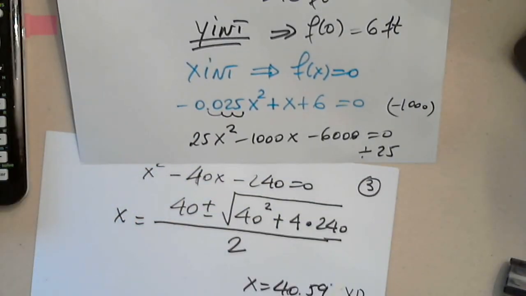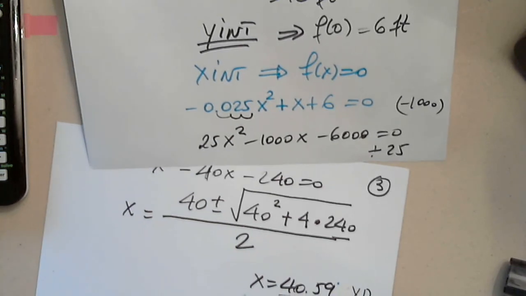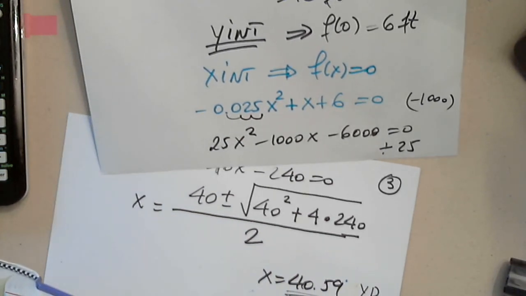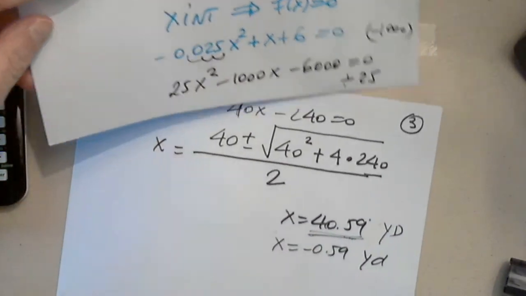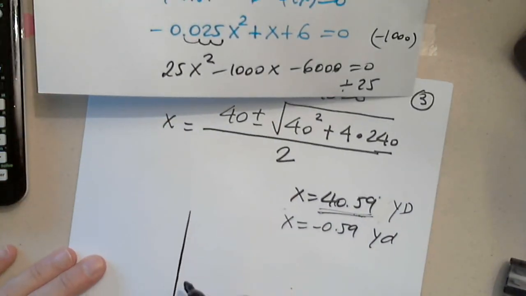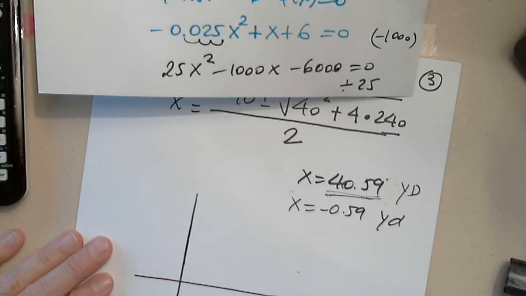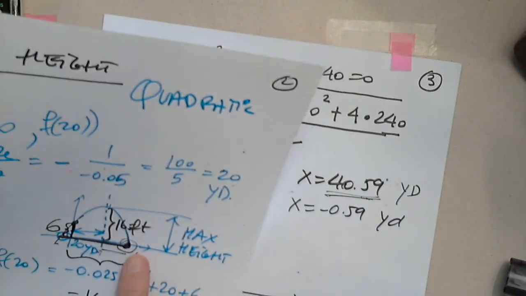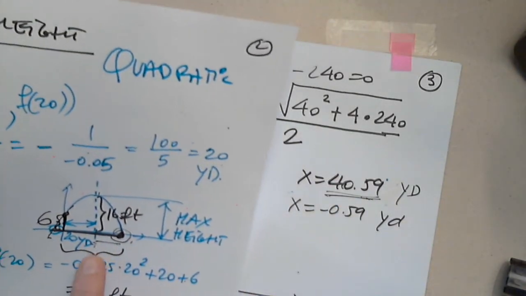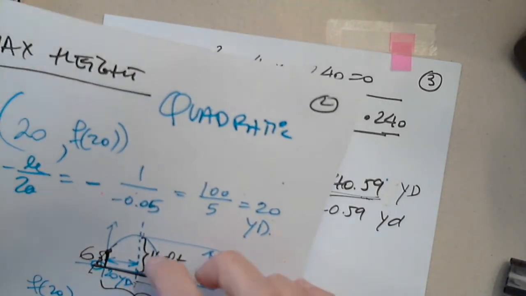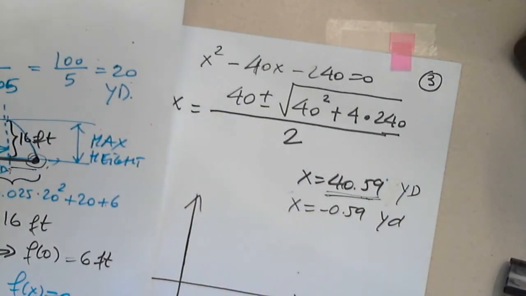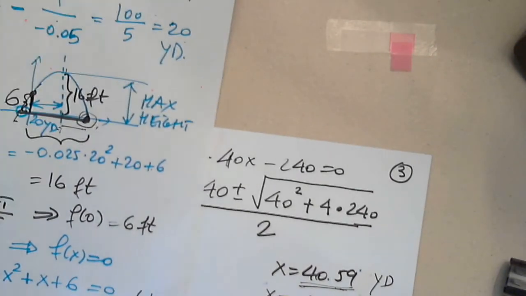Okay, final question in this problem. Graph the function that models the football's parabolic path. It's a parabola. It's called parabolic path. Fine. So when I graph, I know that this point is 40.59. This one is 20. This has to be 6 feet, and this has to be 16.